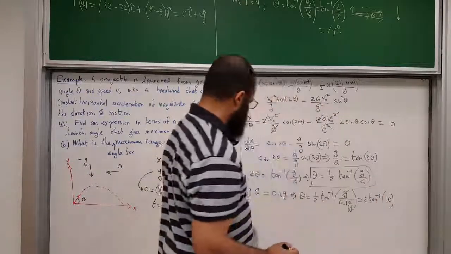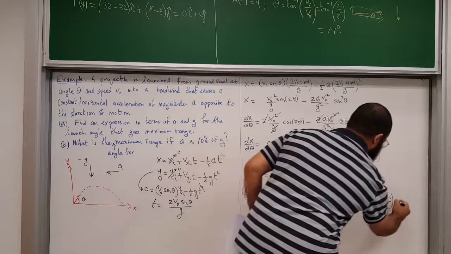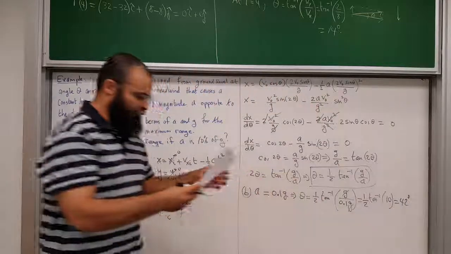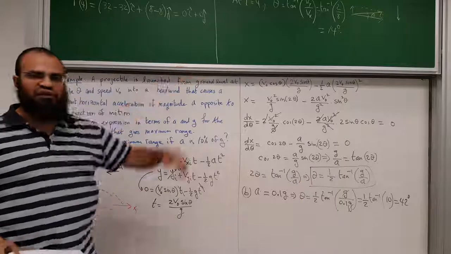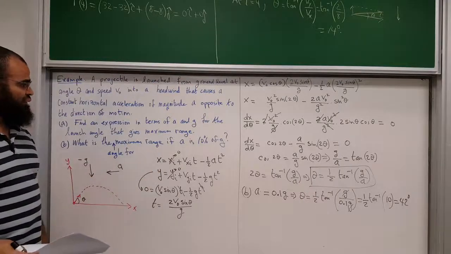What did I do here? This should be 1/2. Yeah, 1/2. So I think they say 42 degrees. So it's at 42 degrees. So that's an example of where you have air resistance. All right, sounds good.